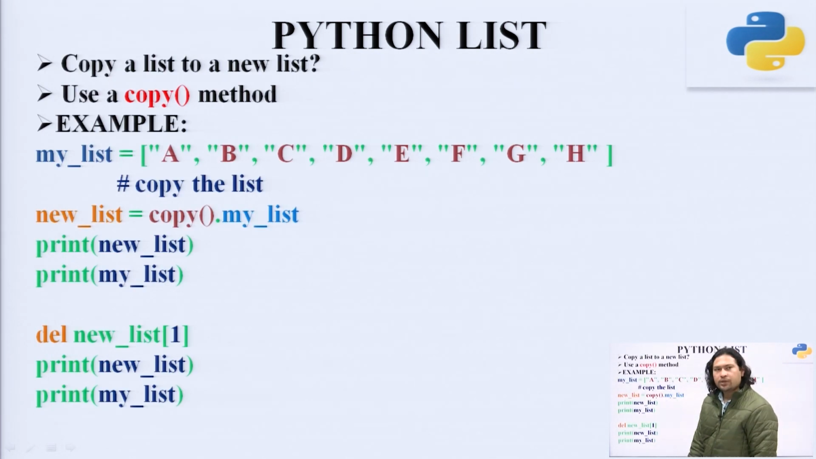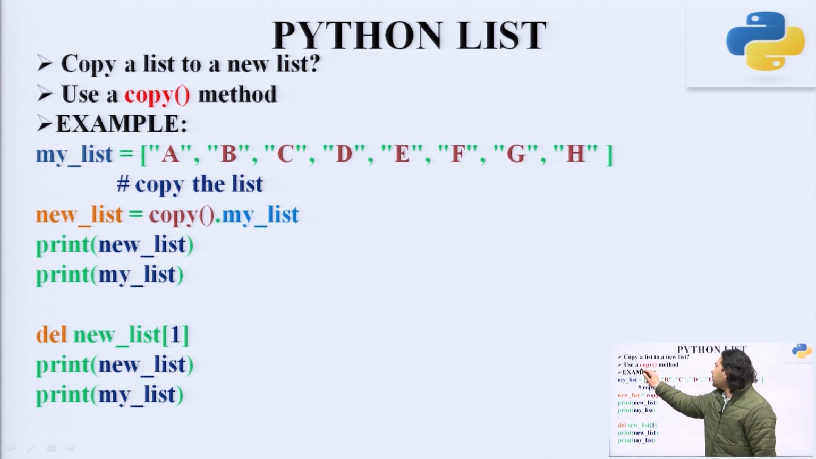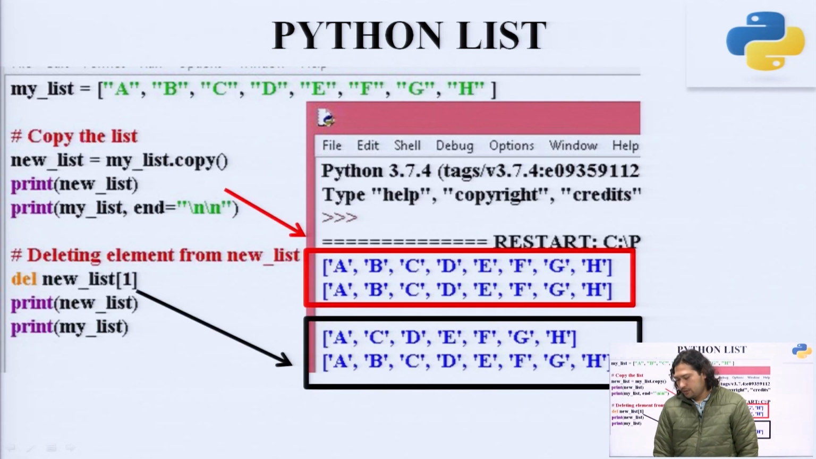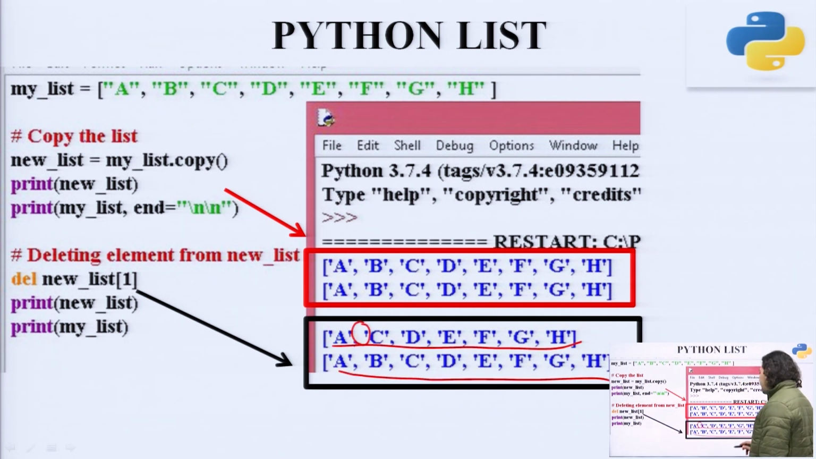So, in order to create a copy, you can go for either of two steps. The first step is you can use the copy method. When you use the copy method, the answer changes. You can see here that the operation is taking place in the new list, and here the element is missing, but in the original the element remains unchanged.